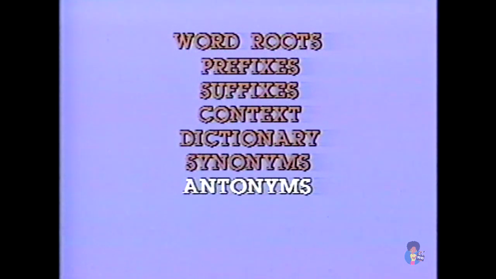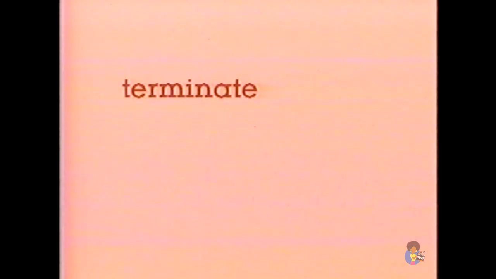What's an antonym? An antonym is the opposite of a synonym. A synonym is a word that means the same as another word. An antonym is a word that means the opposite. For example, a synonym for terminate is end. An antonym for terminate is begin. A lot of antonyms are like that, practically automatic, like high and low, wide and narrow, thick and thin. But some antonyms are a little tougher.